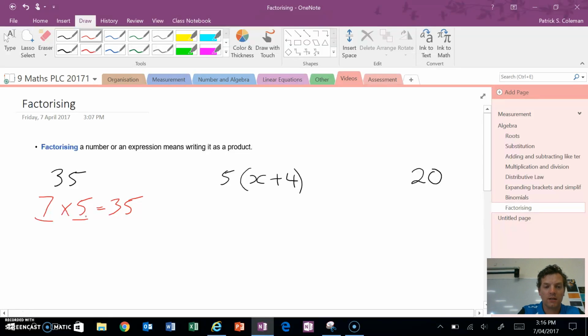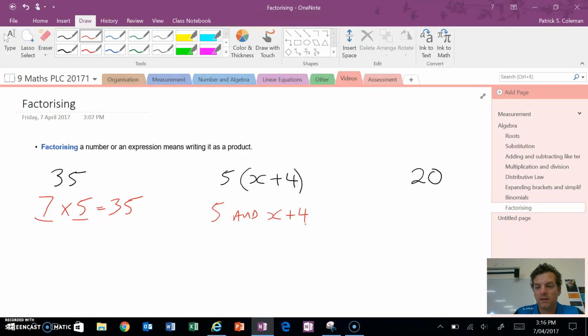If we take an algebraic expression here, we should know that the 5 out in front is being multiplied into the x plus 4. So what that means is the factors of this expression are 5 and x plus 4. So those are two pretty simple examples there where we've got just two factors of a number.